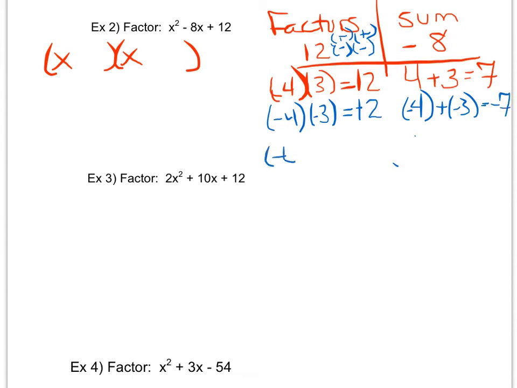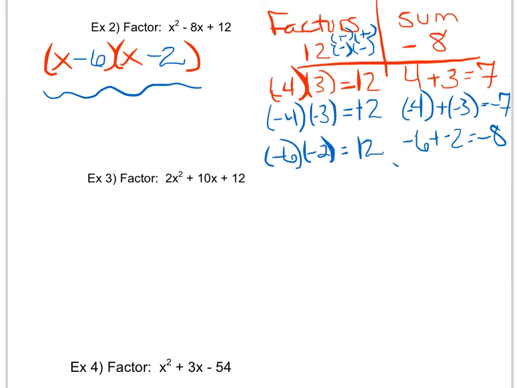Well, what if I try -6 times -2? Well, that does give me a 12. -6 plus -2 does give me -8. So it looks like -6 and a -2 are going to be the numbers that give me the result I want, giving me a final answer here in factored form of (x - 6)(x - 2).